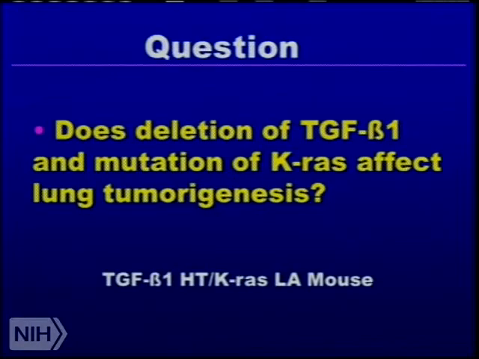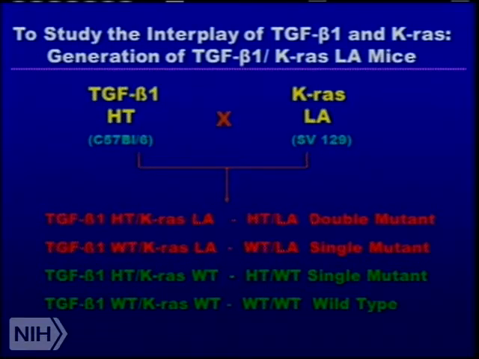Our next question was, does deletion of TGF-beta1 and mutation of KRAS affect lung tumorigenesis in combination? For this, we use the TGF-beta1 heterozygous KRAS latent activatable mouse. The KRAS latent activatable mouse we obtained from Tyler Jacks at MIT. To study the interplay of these two genes, we generated the TGF-beta1 KRAS latent activatable mouse by crossing the TGF-beta1 heterozygous mouse in C57 black 6 background with the KRAS latent activatable mouse in the SV129 background.